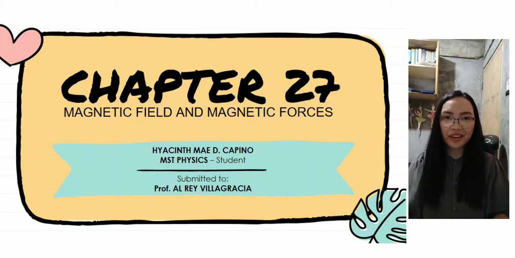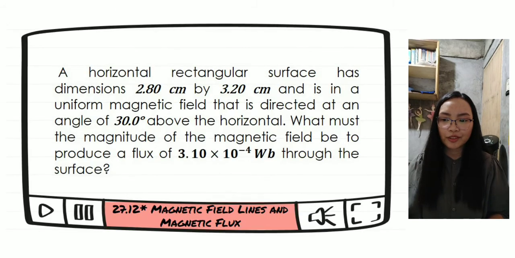I'm Hyacinth May Capino, and for this video, I will be discussing 3 problems from Chapter 27, Magnetic Field and Magnetic Flux, as a requirement in electromagnetism for teachers. So problem number 1 is from item 27.12, and this one deals with magnetic field lines and magnetic flux.